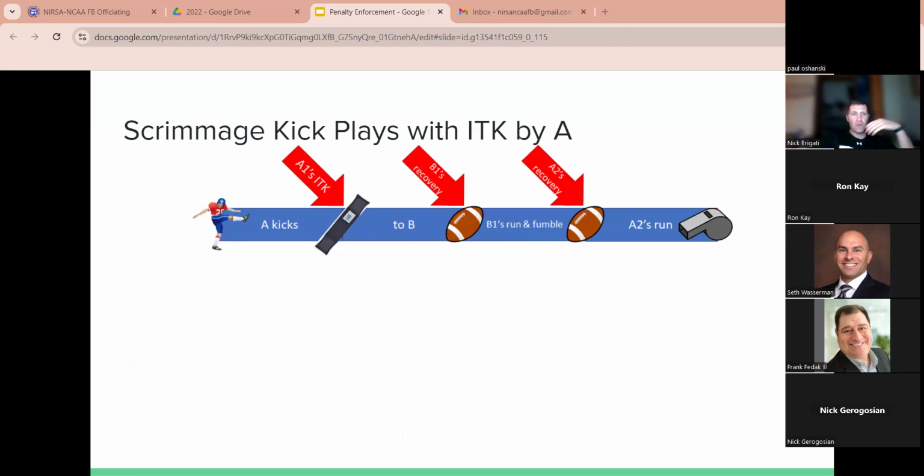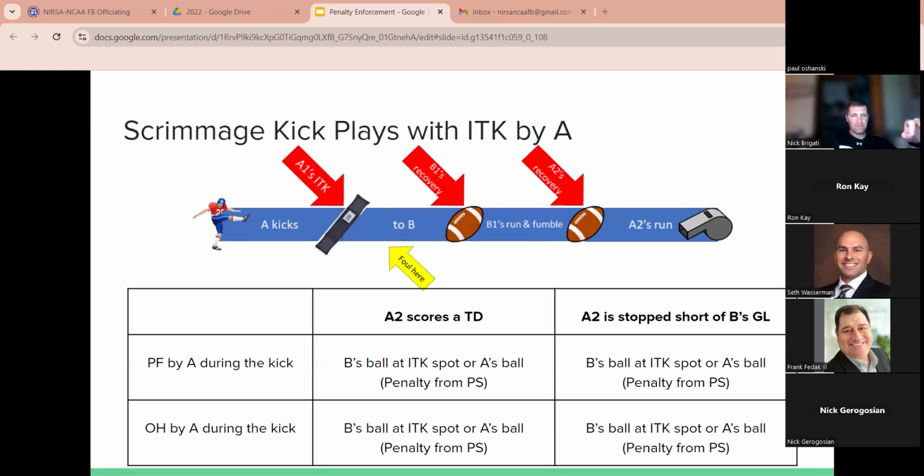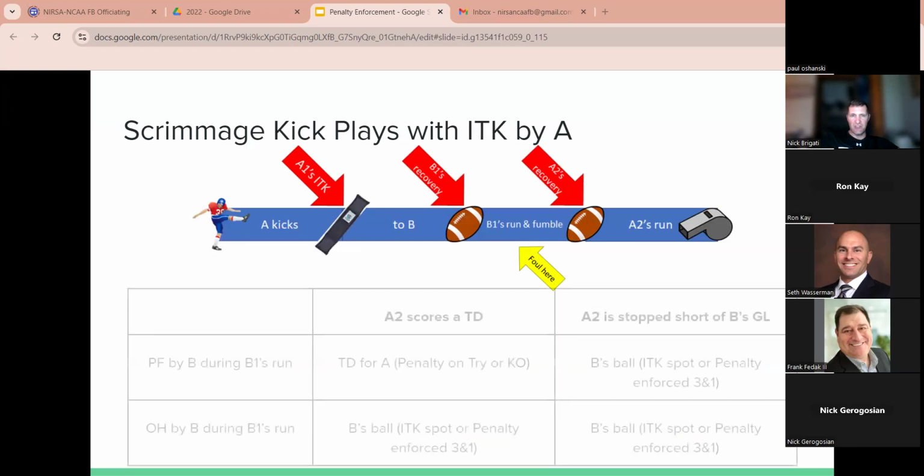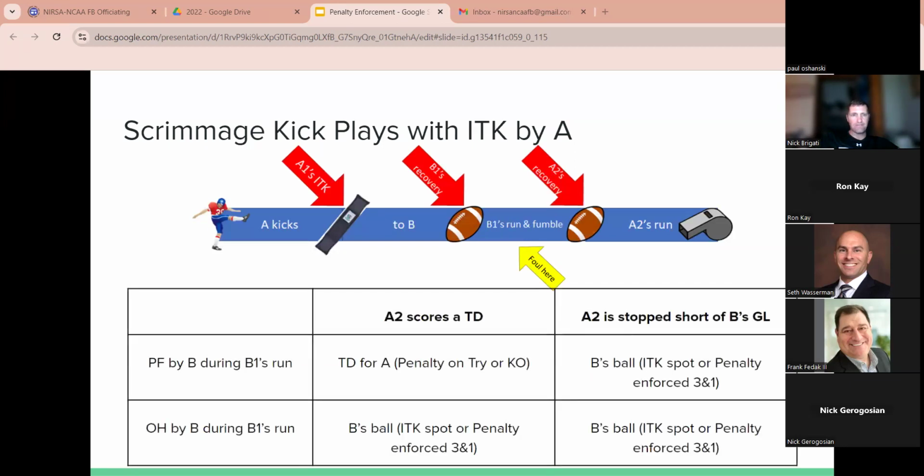In the previous sequence, if A is the team that is offended, we would want to talk to them first. Like we're always going to talk to the offended team first in these situations. I don't think that changes just because there's post scrimmage kick fouls here.